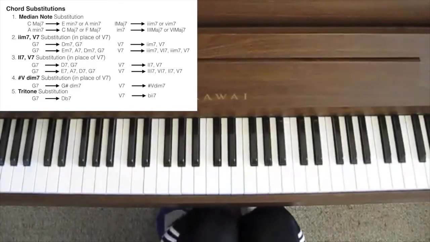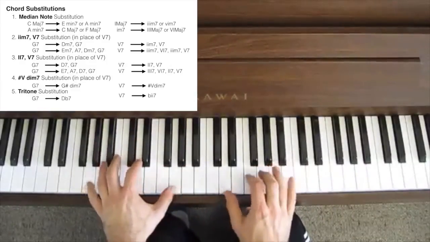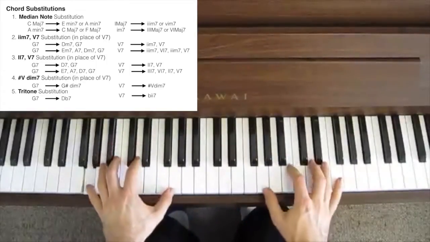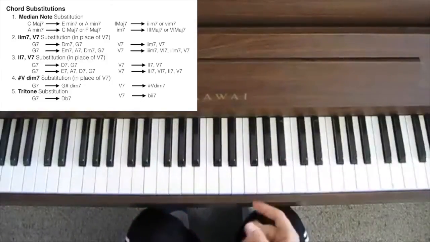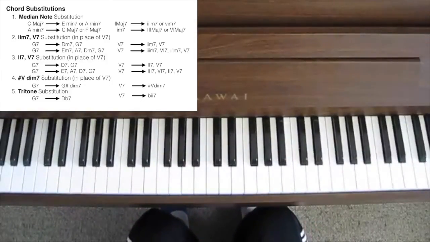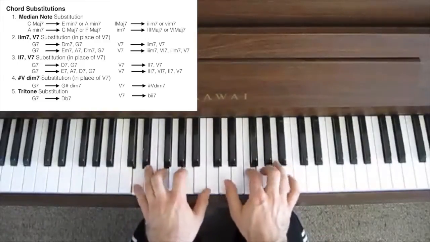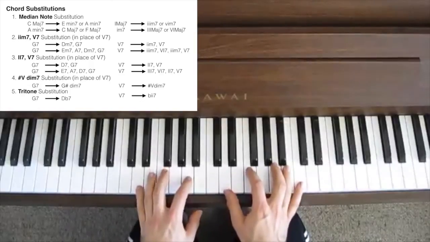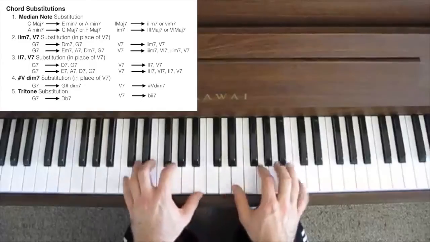lot more interesting. Like, for example, let's take a standard 5-1. So, we're just playing 1 bar of G, and then 1 bar of C. Now we can substitute that for a 2-5-1, as I said. So it's become a half bar of D minor 7, a half bar of G7, and then a bar of C.